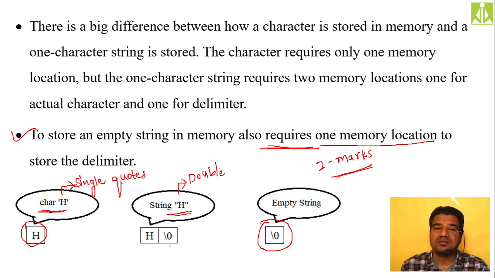Normal single characters need only 1 byte of memory to store. A string, even if it has only one character, needs 2 bytes of memory, because one is for the actual character and one is for the null character. And for an empty string, in order to indicate the emptiness of the string, we require one character space, 1 byte of memory, to store the null character. Remember these 3 scenarios.